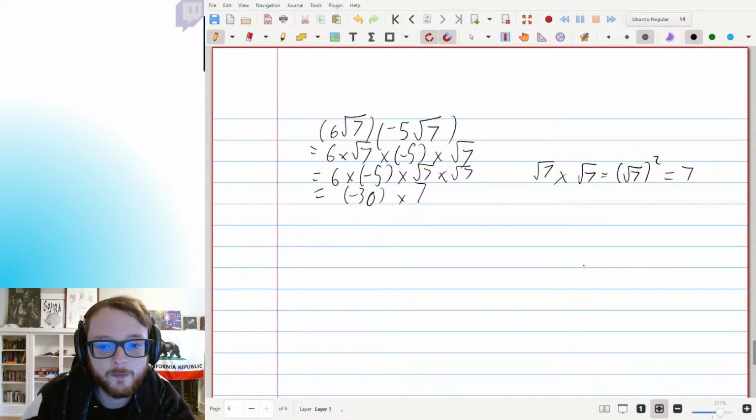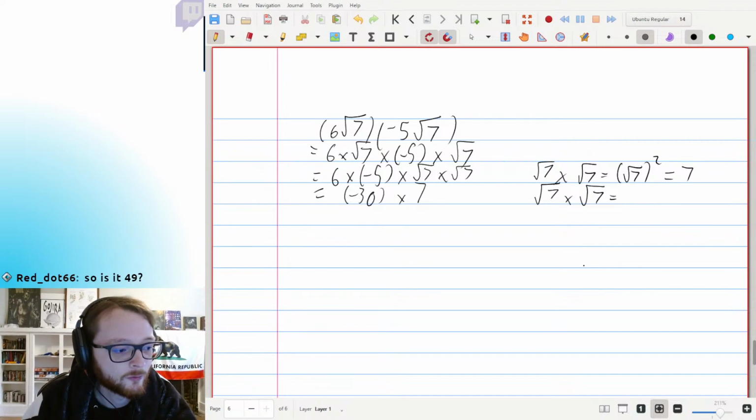Or you can do it a third way, which works any time you have a square root times a square root. It's not 49, although 49 will be involved in the way that I'm about to show. Root 7 times root 7 is just 7 though. Maybe this third method will make that more clear.